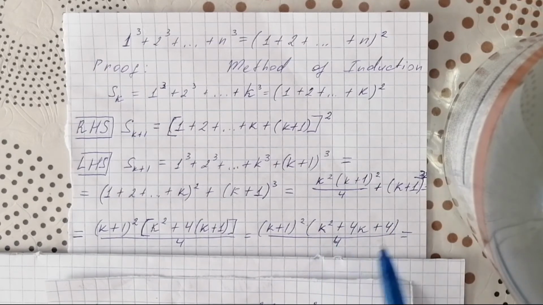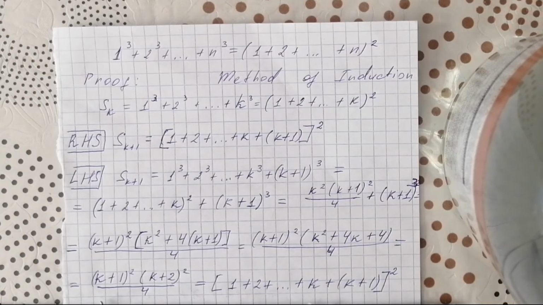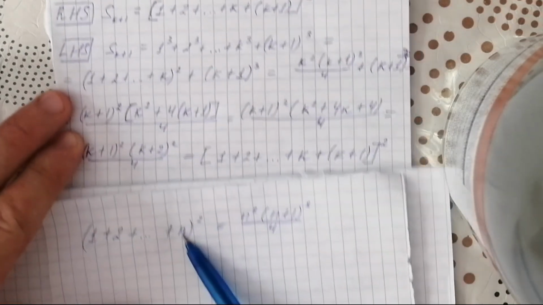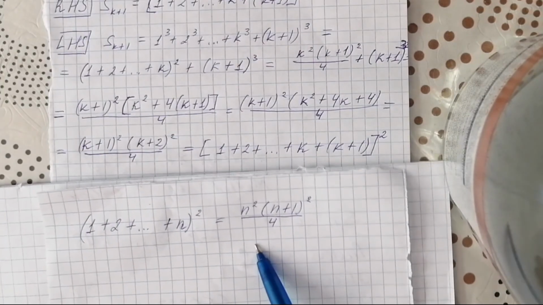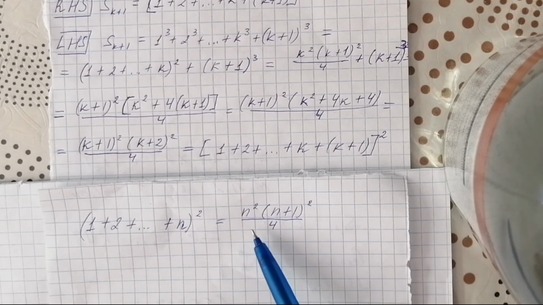a squared plus 2ab plus b squared. So we have k plus 1 squared multiplied by k plus 2 squared. At this point we use the same equality, but in the reverse direction.